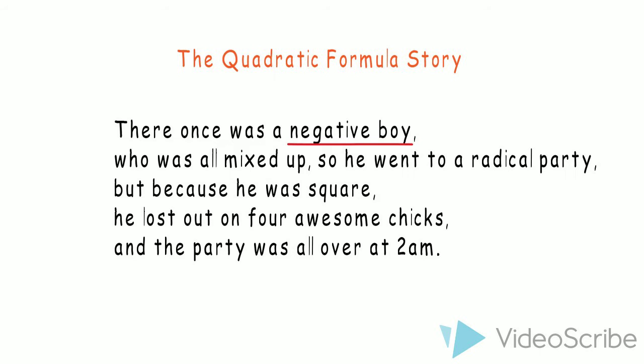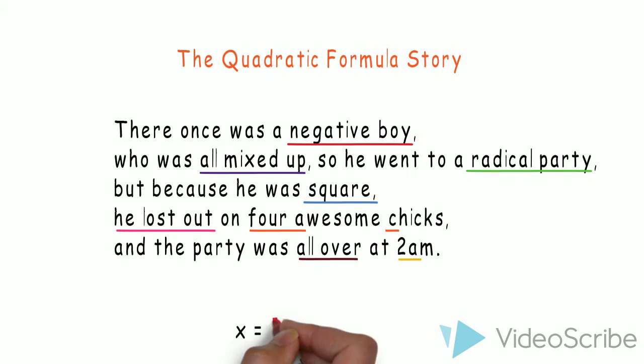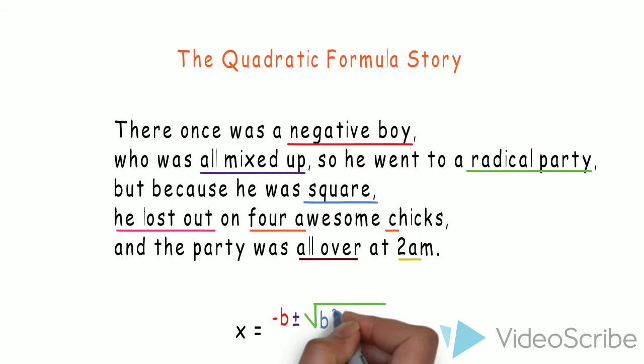The negative boy represents negative b, all mixed up represents plus or minus, radical party represents the square root, the square represents b squared. He missed out on 4 awesome chicks represents minus 4ac, and the party was over at 2 a.m. represents divided by 2a. So now the color-coded version of the quadratic formula will show up on the screen. I hope this really helps you remember it, because you will have to remember it in algebra.